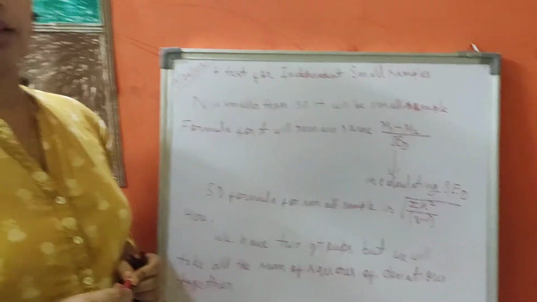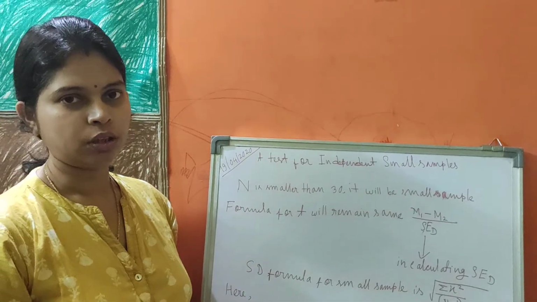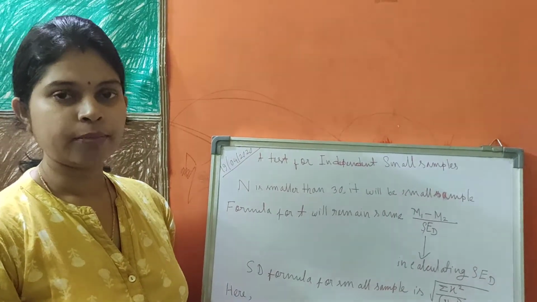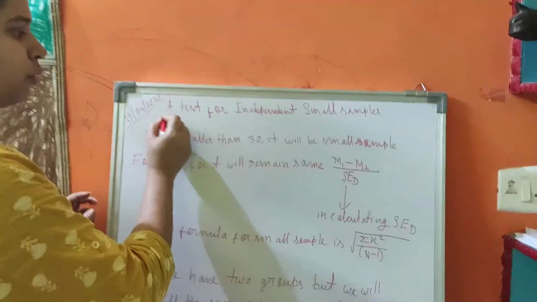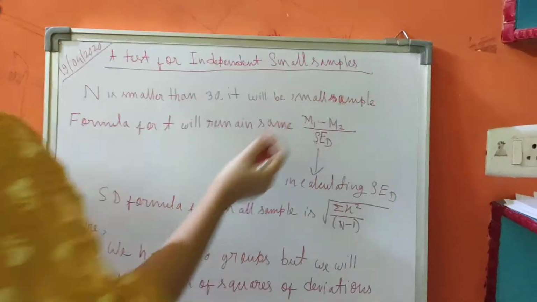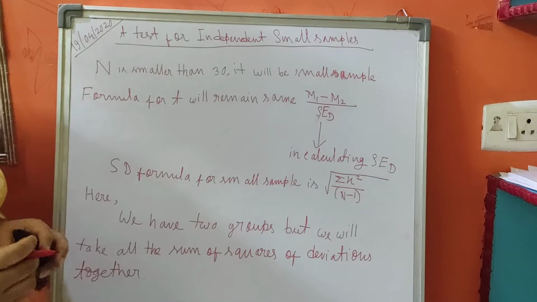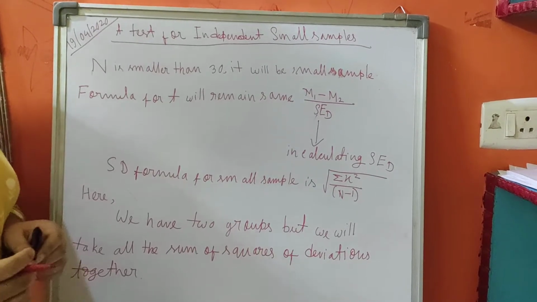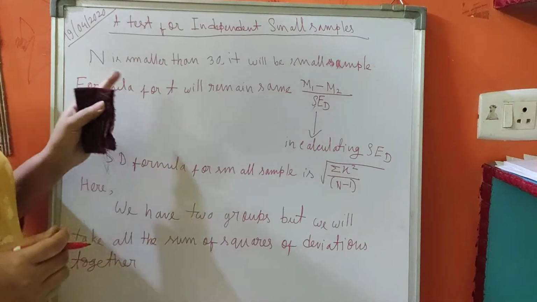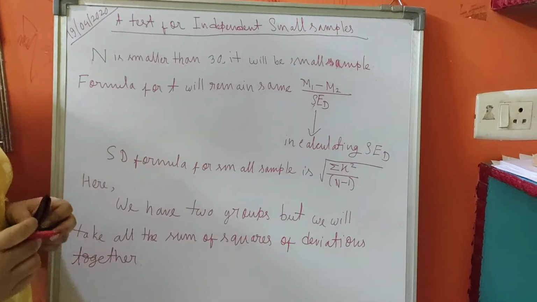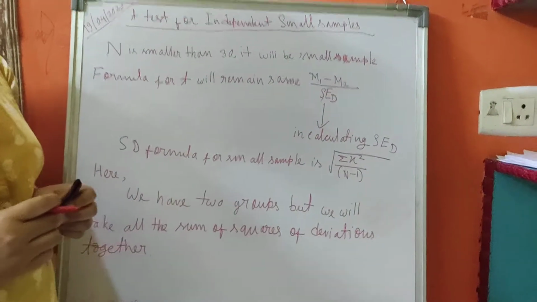Students, last class we discussed the t-test for independent large samples. So today we will discuss the t-test for independent small samples. Here n is considered to be small when it is smaller than 30. So it will be a small sample.